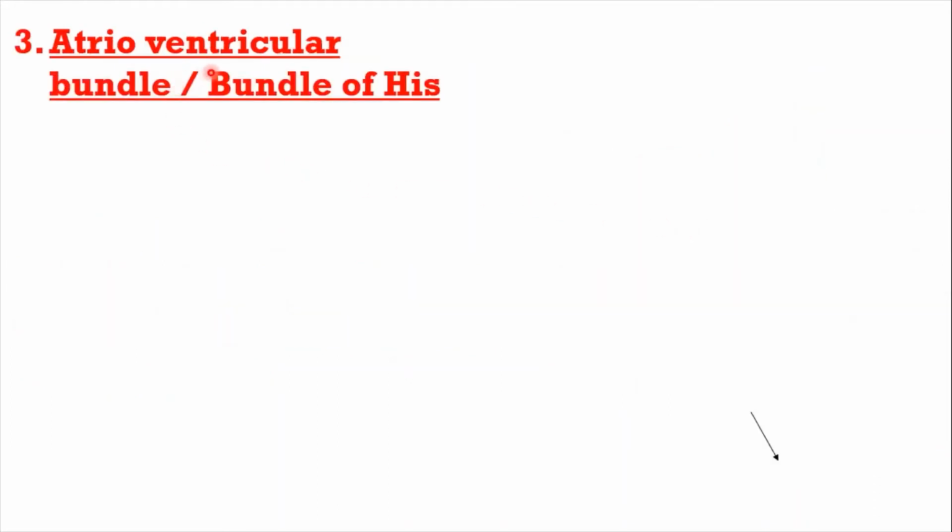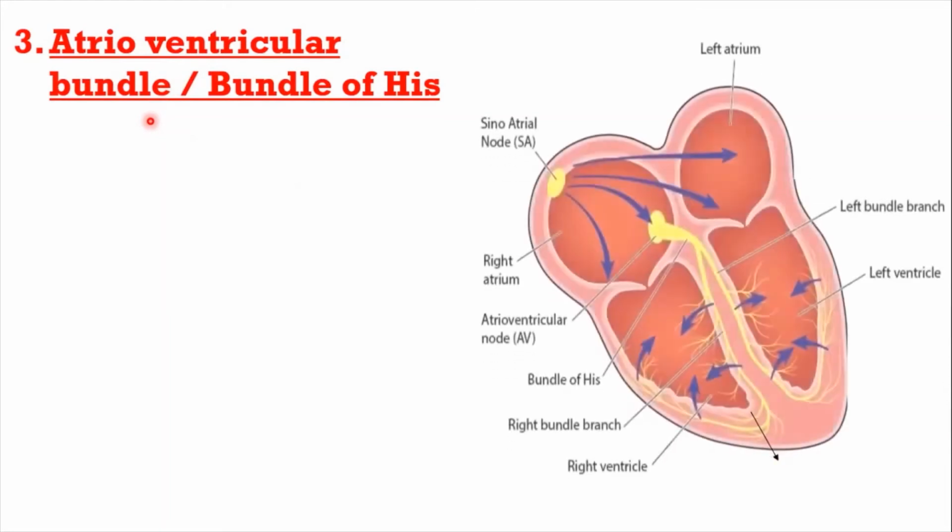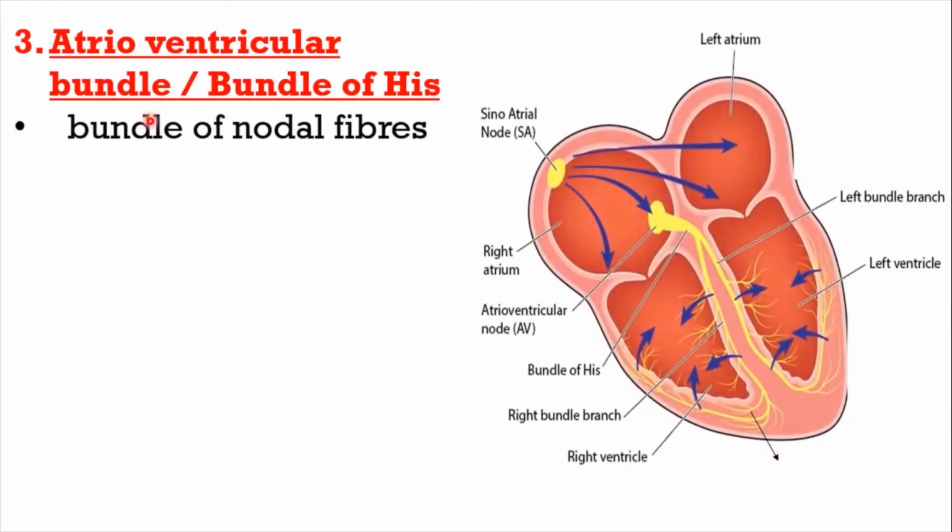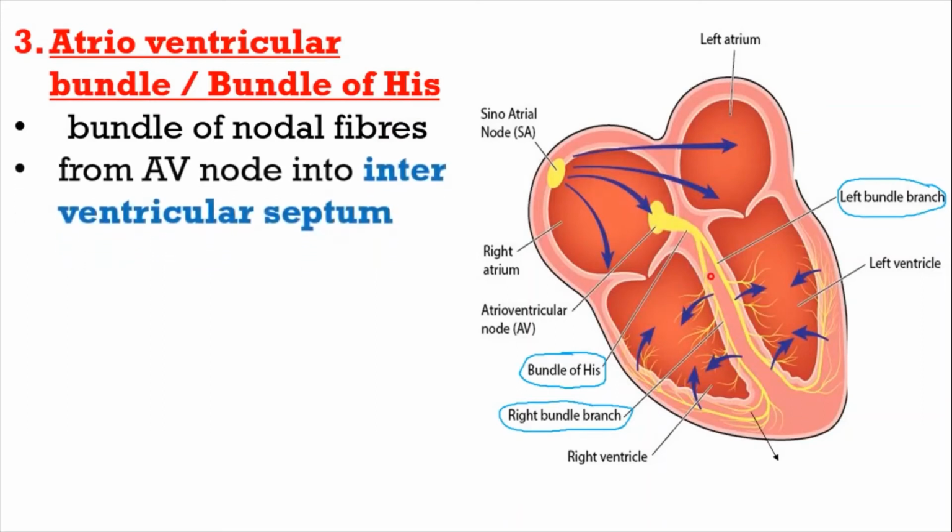Next one is the atrioventricular bundle or AV bundle or bundle of His or His bundle. This is nothing but a bundle of nodal fibers. This bundle starts from the AV node, so the name AV bundle is given. His is the name of the scientist who discovered this bundle, so the name bundle of His is given. It continues from the AV node into the interventricular septum. This is the interventricular septum, the septum present between the right and left ventricles.